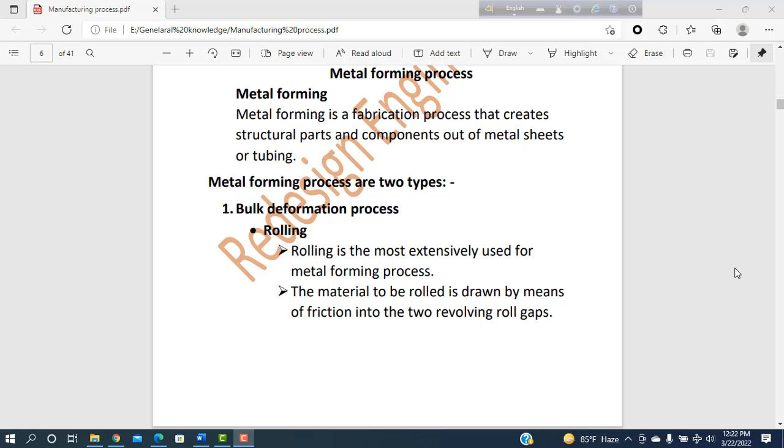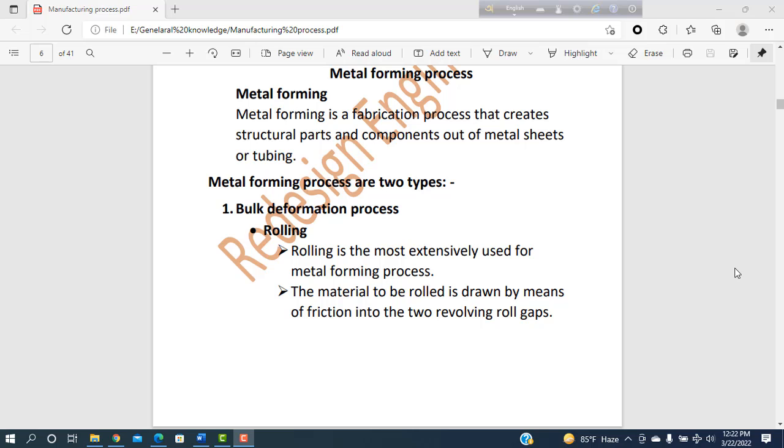Today I will discuss the metal forming process in manufacturing. So let's get started. First one is metal forming. Metal forming is a fabrication process that creates structural parts and components out of metal sheets or tubing.